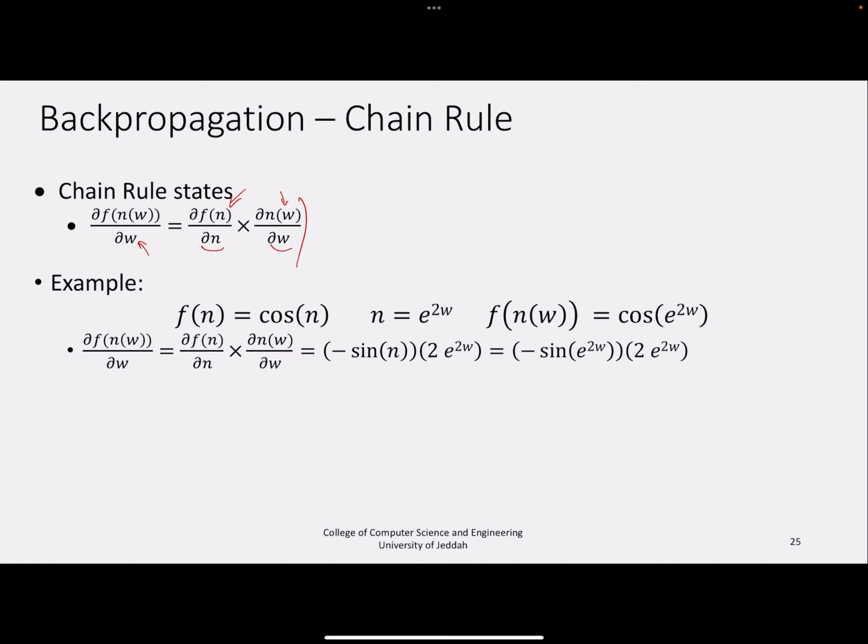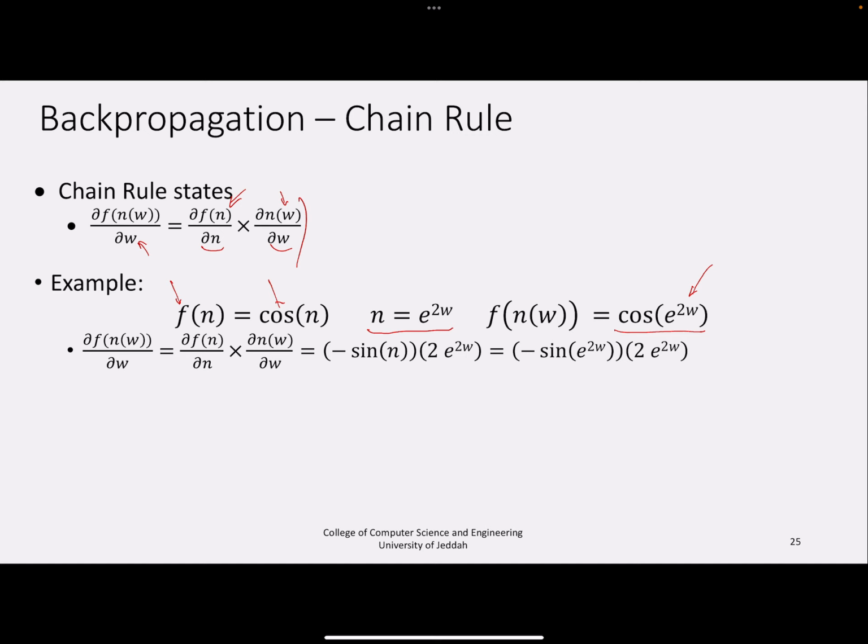As a simple example, let's assume that the function that we're dealing with, f of n over here, is cosine of n, and let's say n is then further a function of w as specified like this: n is equal to e to the power 2w. So finding the derivative of cosine of e to the power 2w in one step may be a bit much, and so this is a situation in which the chain rule comes in very handy.